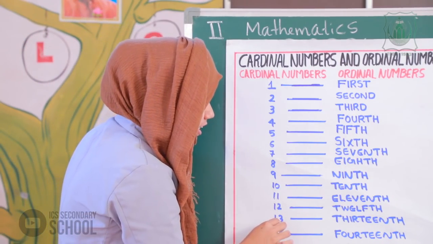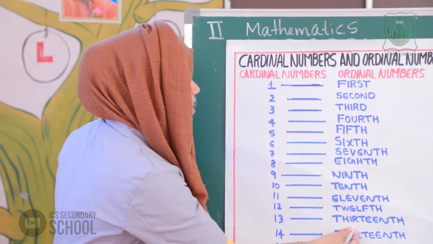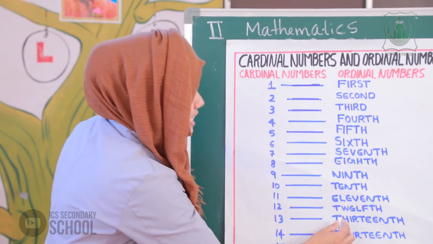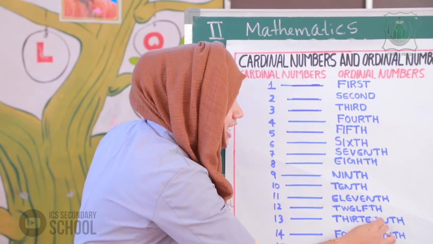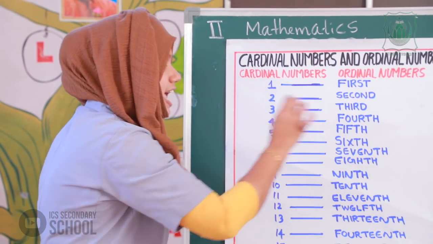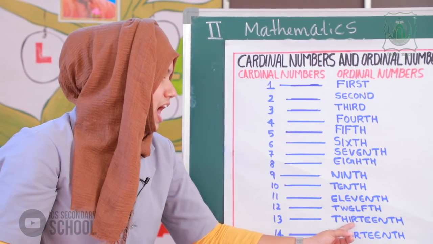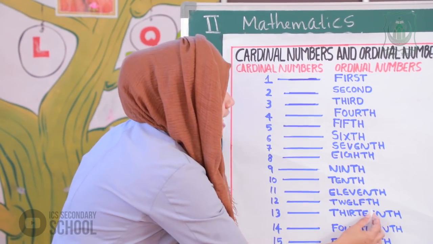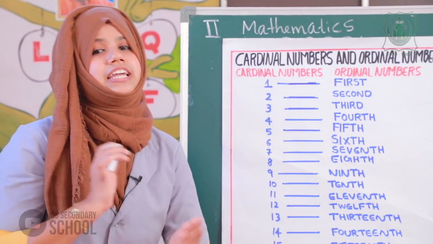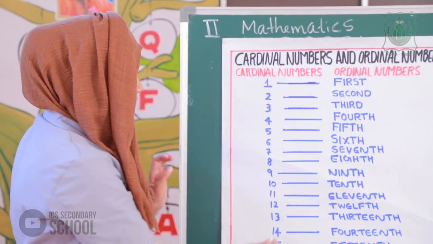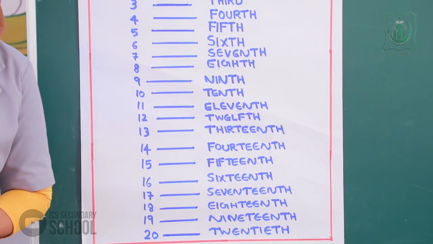Next is 13. The number is 13. And what is the ordinal number of 13th? T-H-I-R-T-E-E-N-T-H. That is the spelling of 13th. Okay. Next is 14. What is the spelling of 14th?